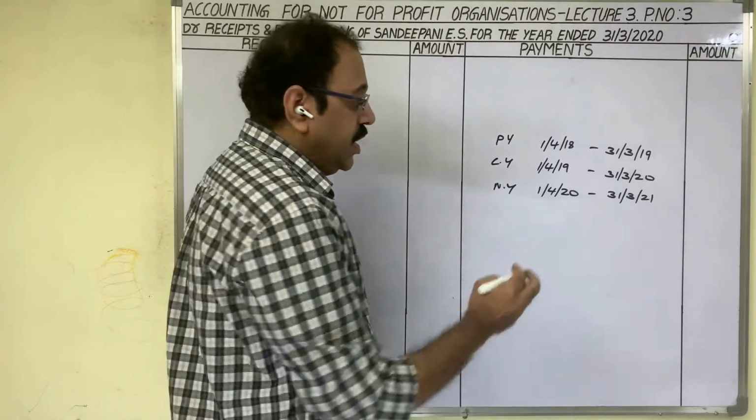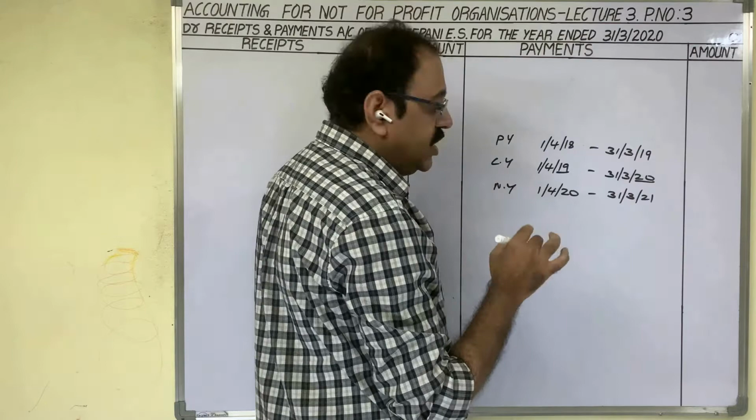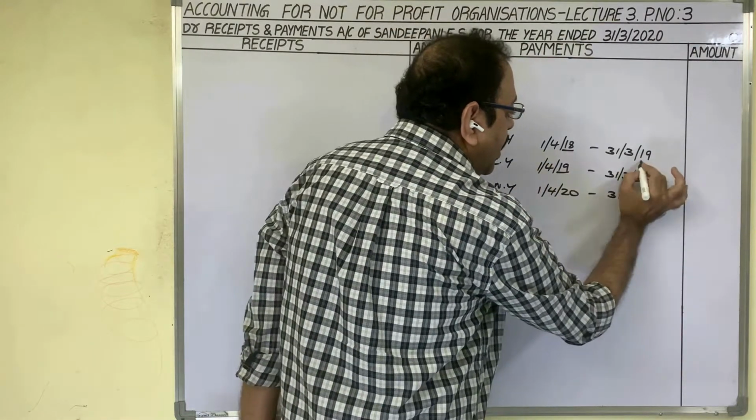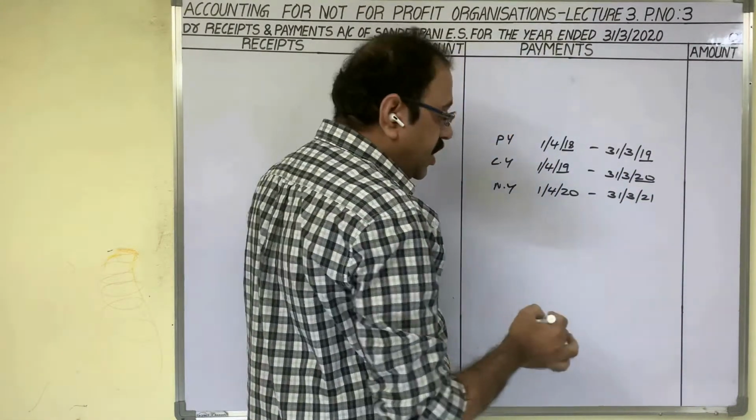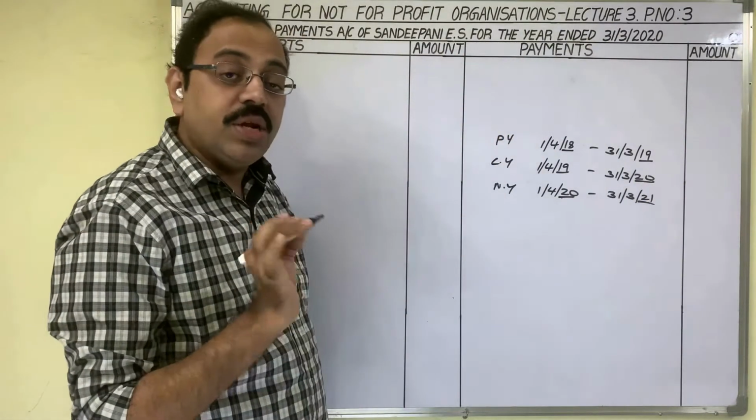So the current year is 2019-20. The previous year is 2018-19. The next year is 2020-21. Keep these points in mind.